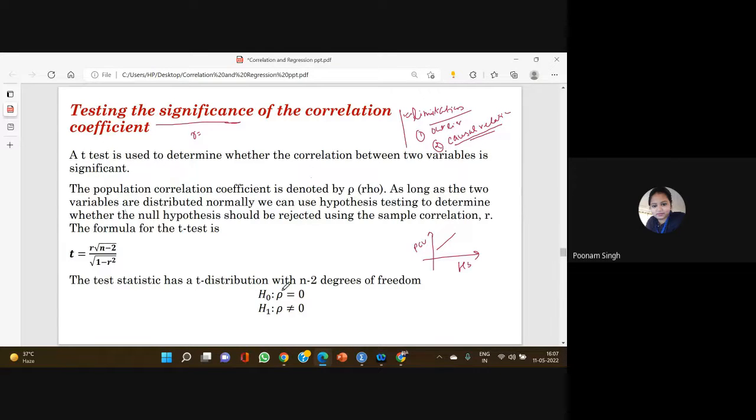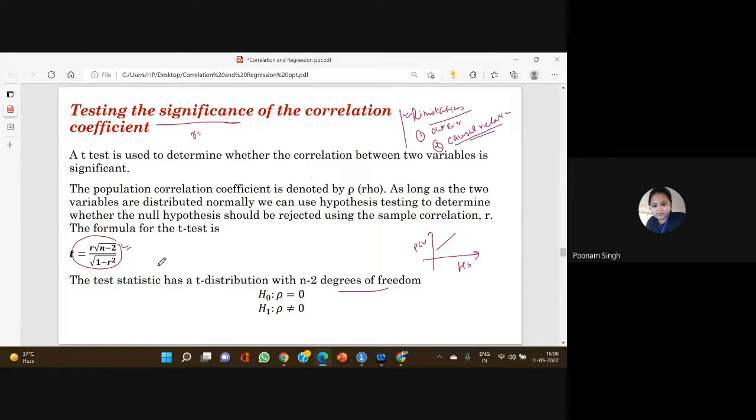We use this null hypothesis, that is rho equal to 0. H1 is rho is not equal to 0. Two-tail test. Specify the level of significance and then determine the degrees of freedom. After that, calculate the t statistic. Calculating the t statistic, then make the decision.